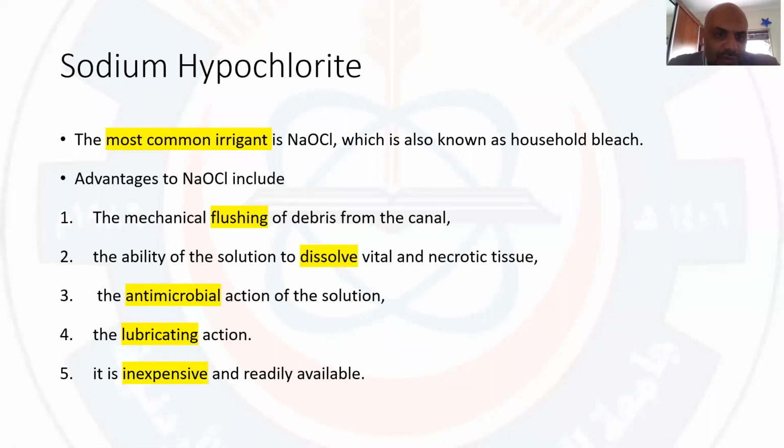The advantages of sodium hypochlorite: it has a mechanical flushing of the debris from the canal because of the volume. We use a volume of sodium hypochlorite. It has the ability to dissolve the vital and necrotic tissues. Because of this ability of dissolving the tissue, it will enhance the cleaning of the canal. It has an antimicrobial effect, as well as an anti-tissue effect, so it could affect both normal tissues and diseased tissue or bacteria. It will also help to lubricate the canal, and it is inexpensive and available.